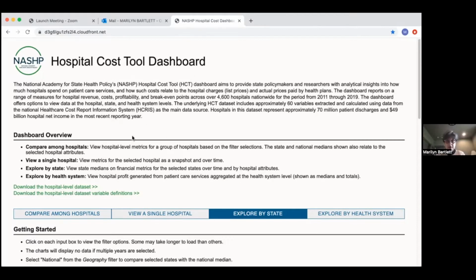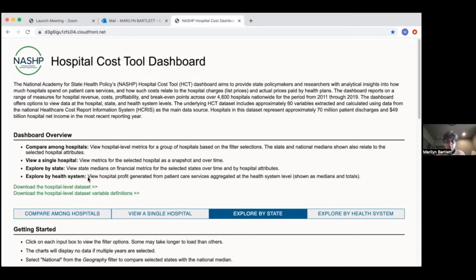And then there'll be a little bit of an overview. You have 4 tabs that you can look at. You can compare among hospitals. You can view a single hospital, explore by state, or explore by health system. Now we'll be going through each one of these, so I won't take the time to read the description on each.